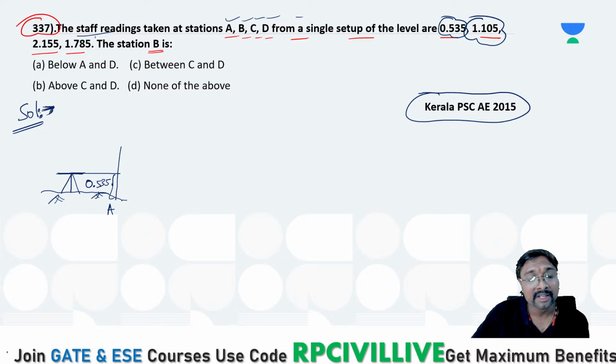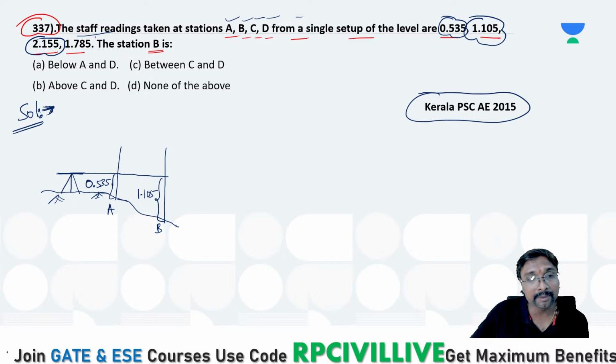1.105, which means the reading is increasing, so compared to A, B is at a lower elevation. That is the reason we are getting this higher staff reading, 1.105.